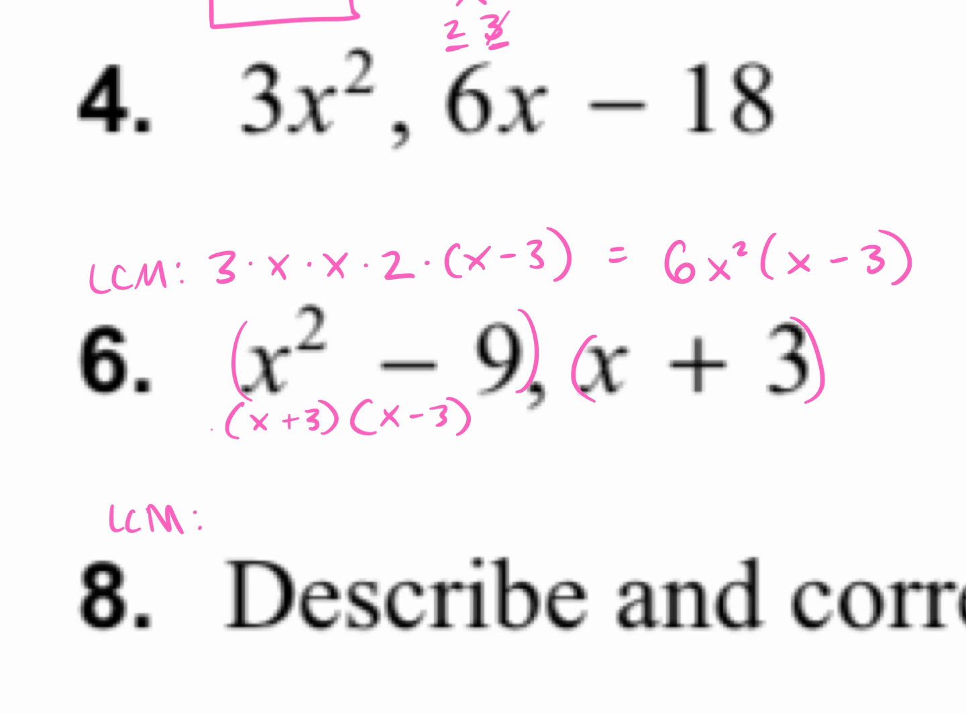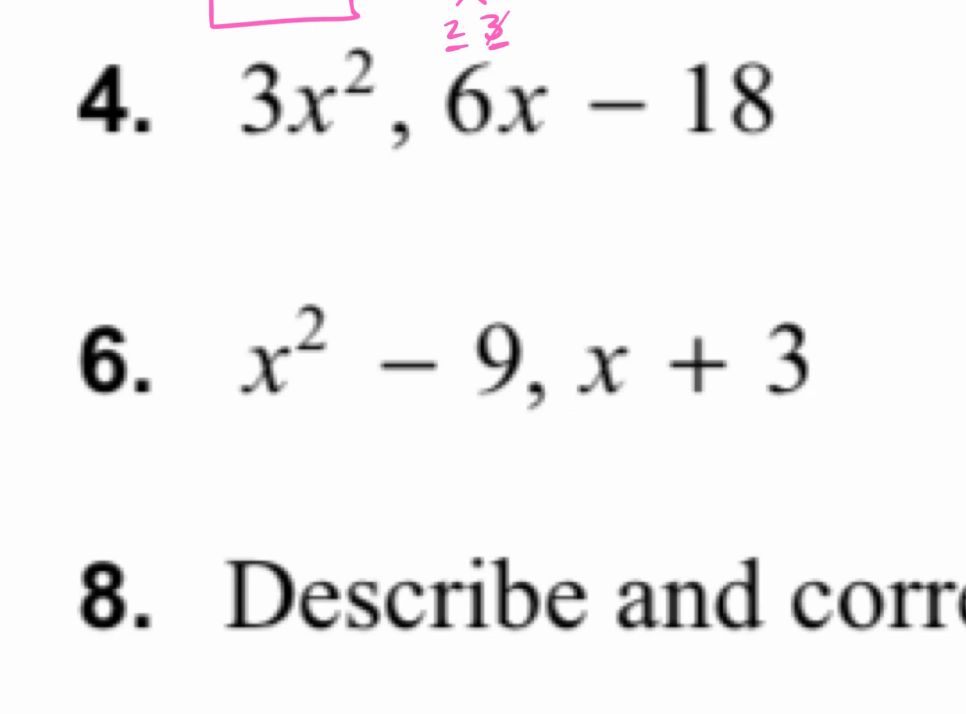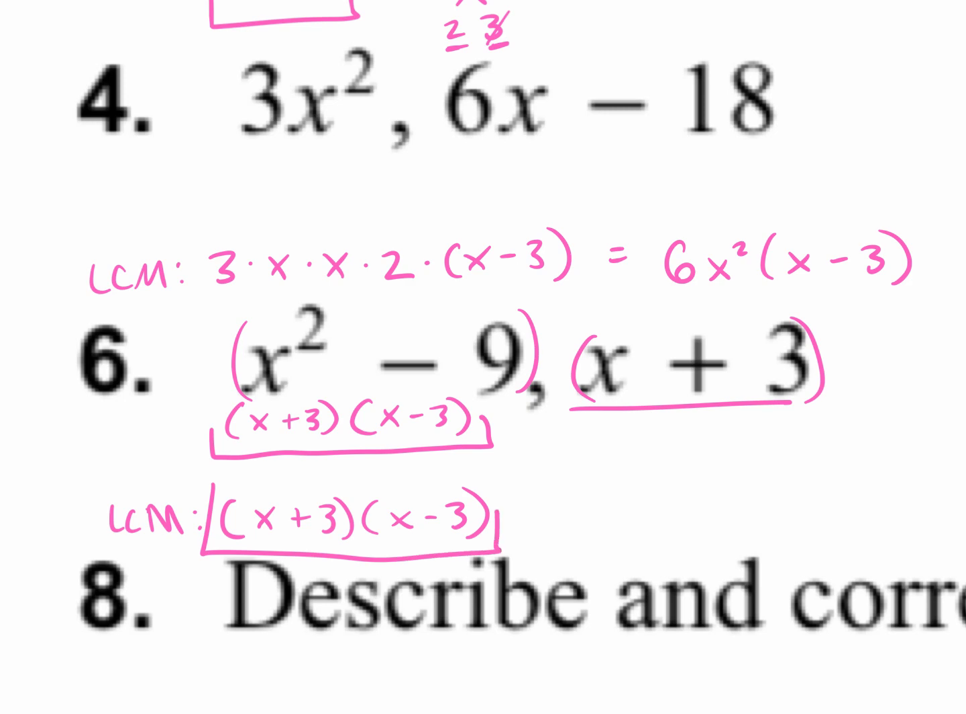So to list our least common multiple, we start by writing everything from the first one. So x plus 3, x minus 3. And then I have another x plus 3. Do I already have an x plus 3 on the list? Yeah. So do I need to rewrite it? No. So our least common multiple would be x plus 3, x minus 3.